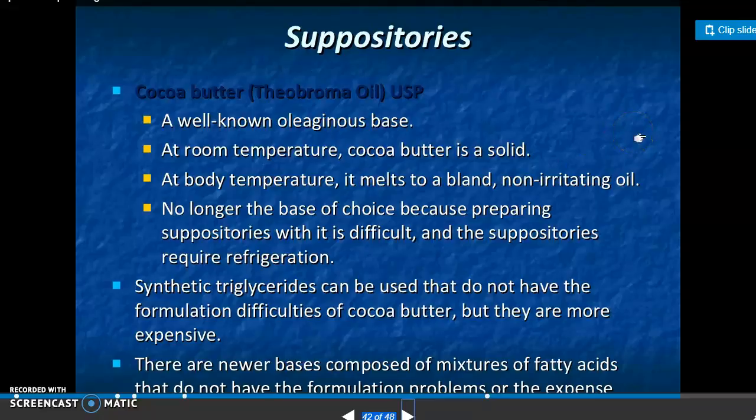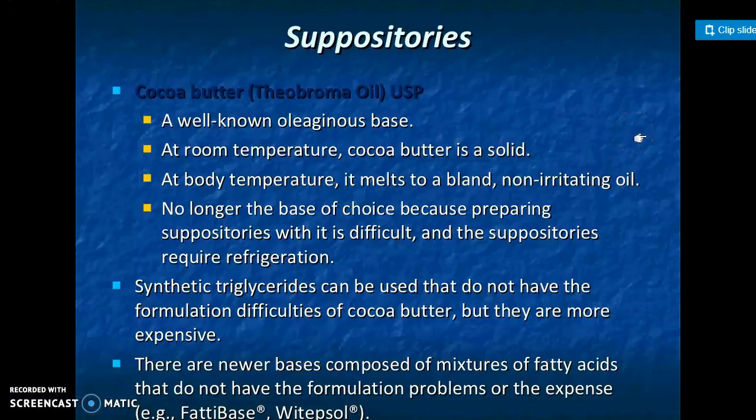So, cocoa butter can be used and placed as a suppository. It is a well-known oleaginous base. At room temperature, cocoa butter is a solid. At body temperature, it begins to melt into a bland, non-irritating oil. It used to be a choice for suppository, but it's not really at this particular point in time. This particular type of suppository required refrigeration.